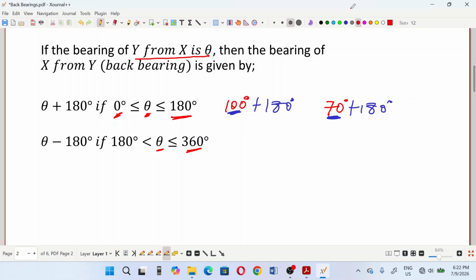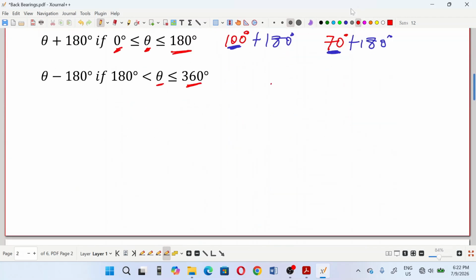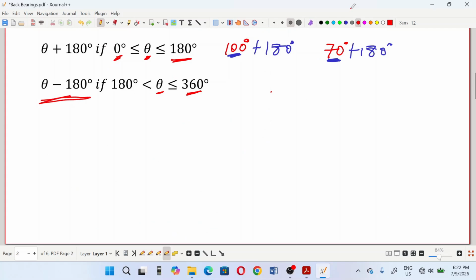So for instance, let's go back to this particular definition. Supposing it says the bearing of y from x is, say, 200, then the bearing of x from y, which is the back bearing, will be what? Now, since the bearing that has been given here is 200, you are going to use this rule. So it's going to be 200 minus 180 degrees, since the bearing that has been given in the question is more than 180, right?